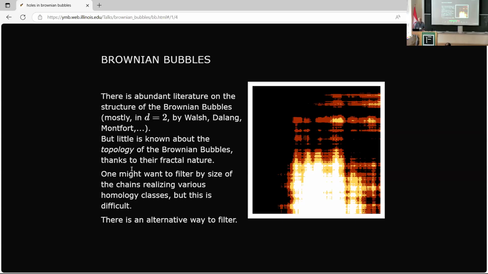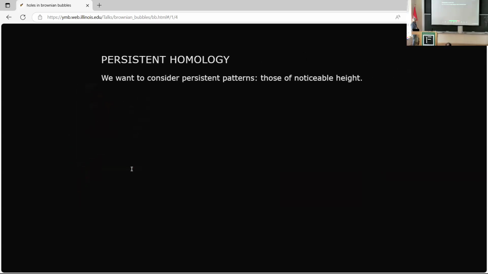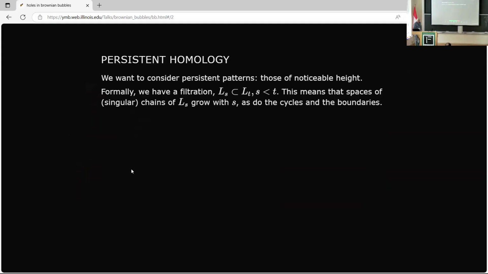This different tool has a name. It's called persistent homology, and you may have heard about it. It's a tool people use in so-called topological data analysis, with the same motivation to get rid of various noise. And okay, a little bit of technicalities here.